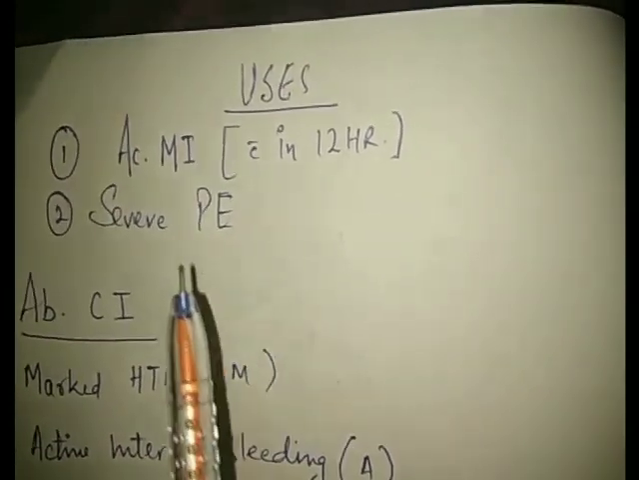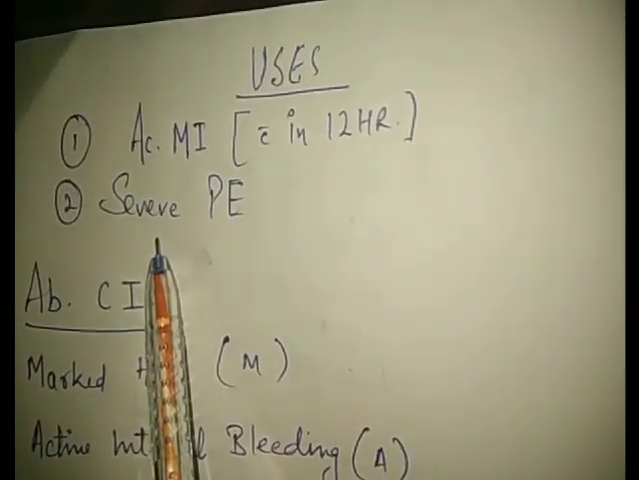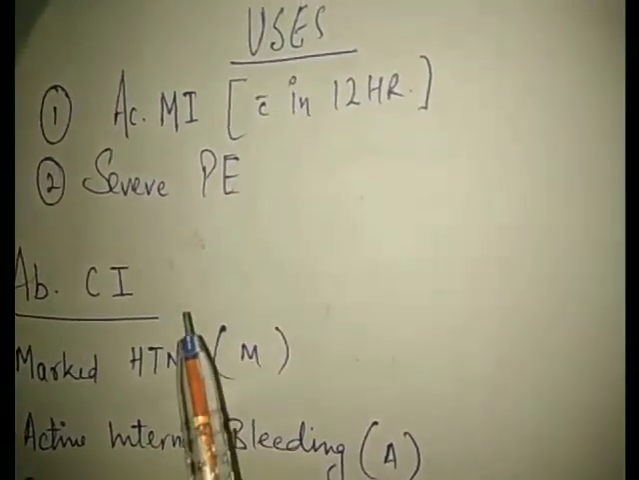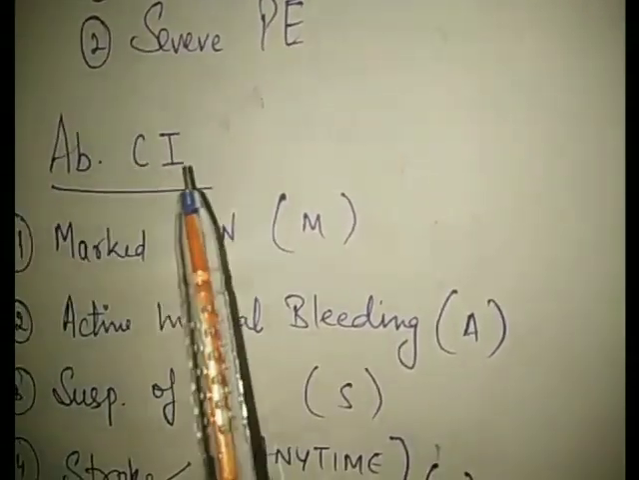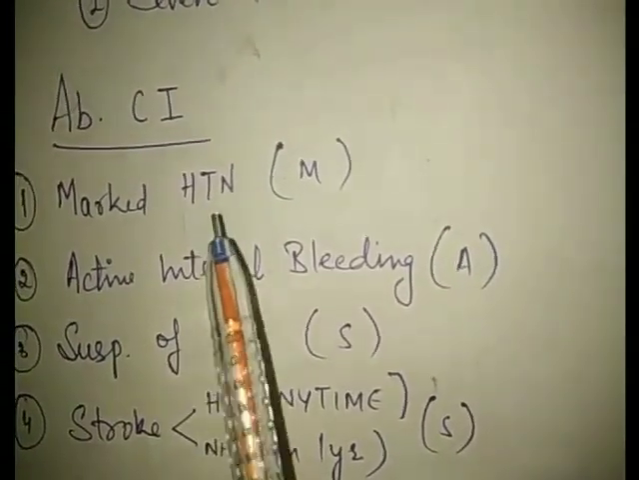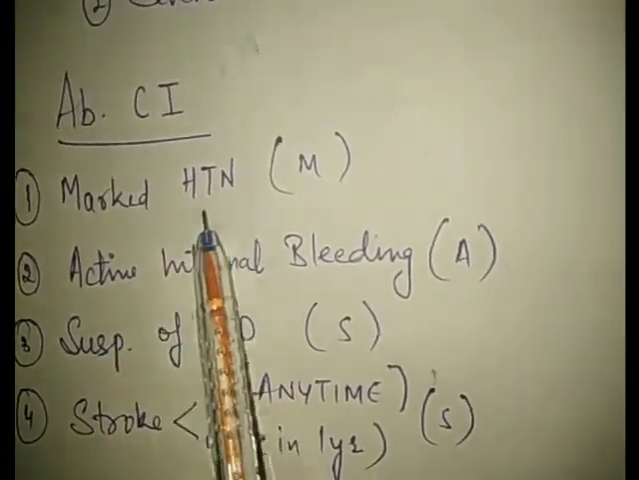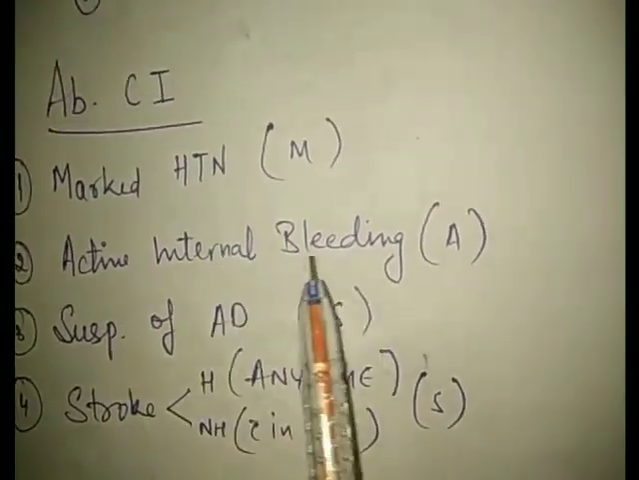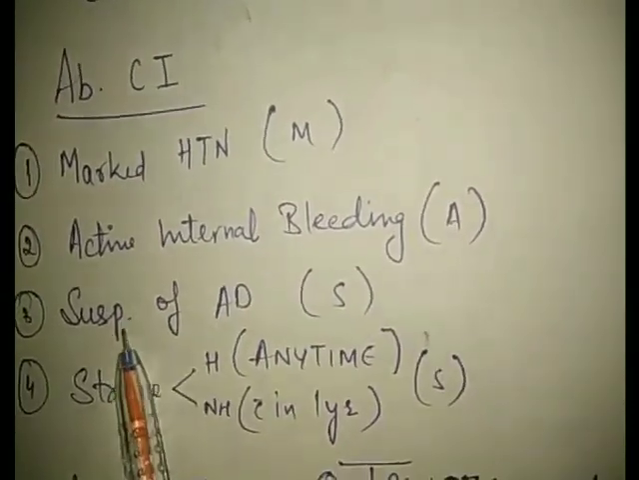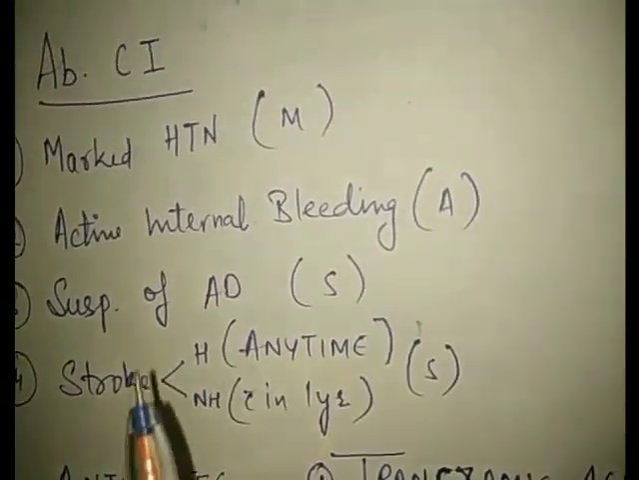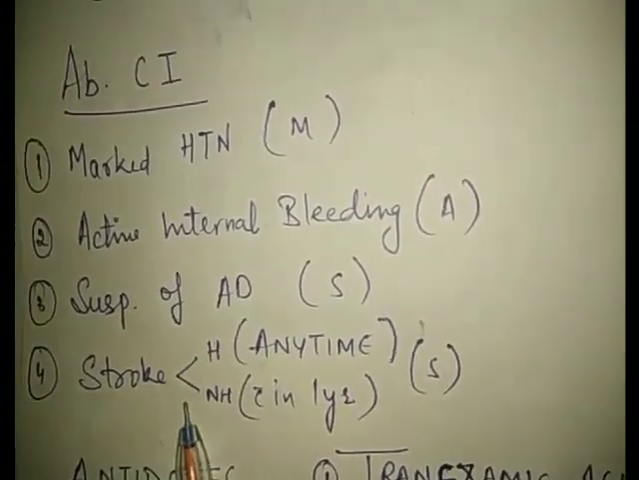Okay, and it is also used in condition with severe pulmonary embolism. Now there are certain absolute contraindications for the use of fibrinolytic drugs. It should not be used in patients with marked hypertension, in patients with active internal bleeding, or in suspicion of aortic dissection in a patient, and in patients with stroke.